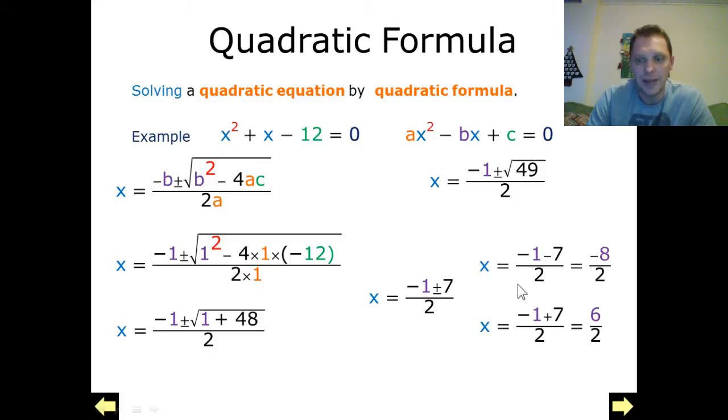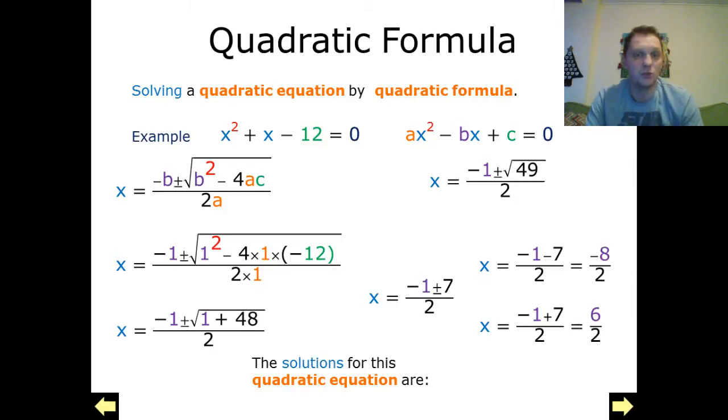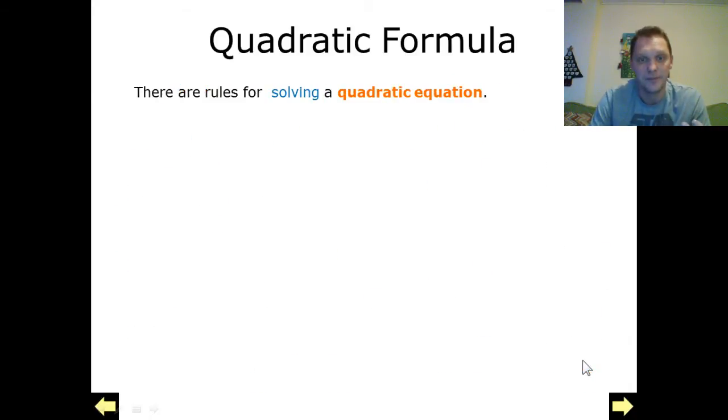So I'm just going to write them out separately, my subtraction and my addition. And this is what we end up with: minus 8 over 2, 6 over 2. This means that my solutions for x in this case are going to be negative 4, because halving minus 8 gives me negative 4, and x equals 3. Halving the 6, that certainly does give me 3.